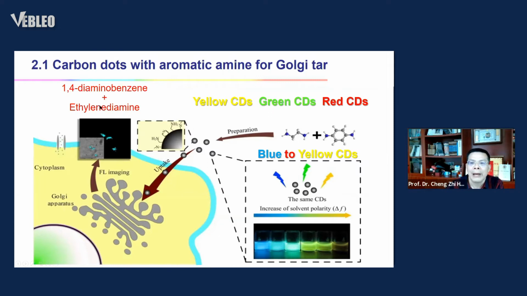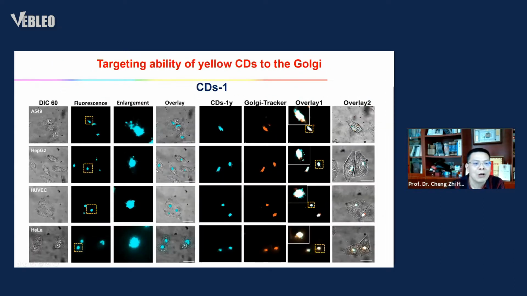By hydrothermally mixing diaminobenzene and aminodiamine, we obtained the 3 carbon dots with the emission of yellow, green, and red. And it's very interesting that we find the yellow carbon dots, under the excitation of UV light, have a blue emission. But if we immerse in a polymer solvent, it was found that these yellow carbon dots successfully targeted to the Golgi of various cells and emit blue emissions.